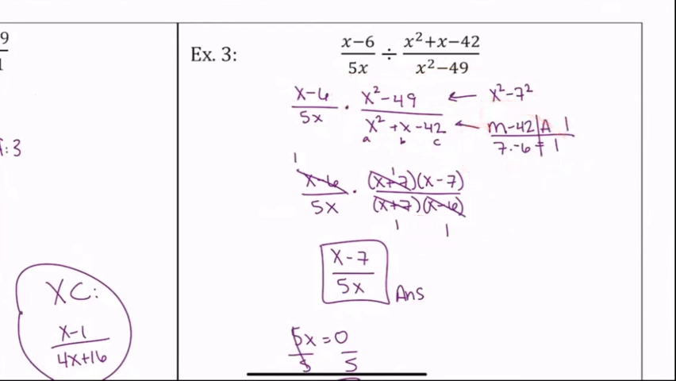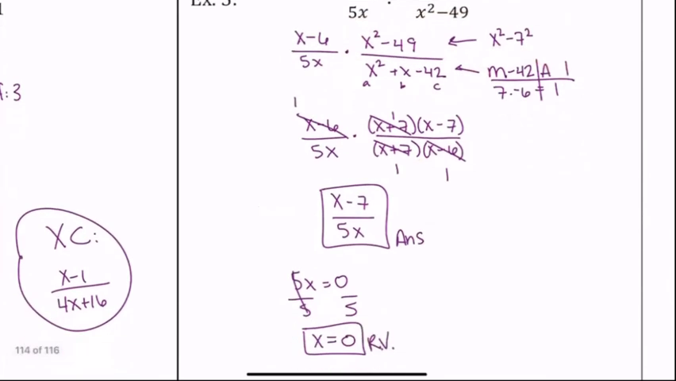And then I crossed out what I could, so my x minus 6 is canceled, and my x plus 7 is canceled. So I had x minus 7 over 5x left over. This is already in standard form. There's already no parentheses. So there's no way to remultiply that for extra credit.